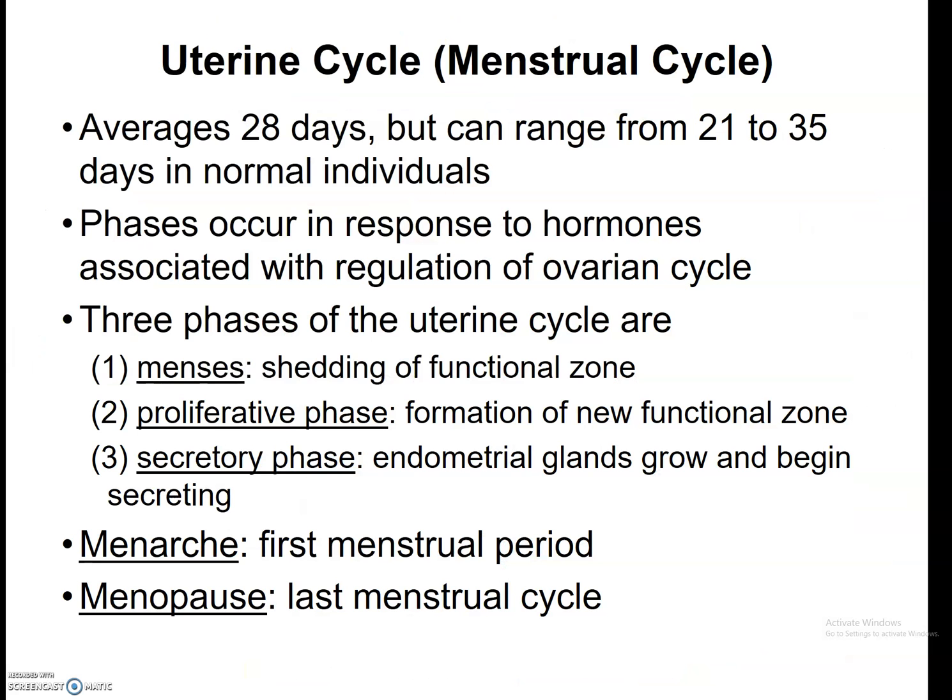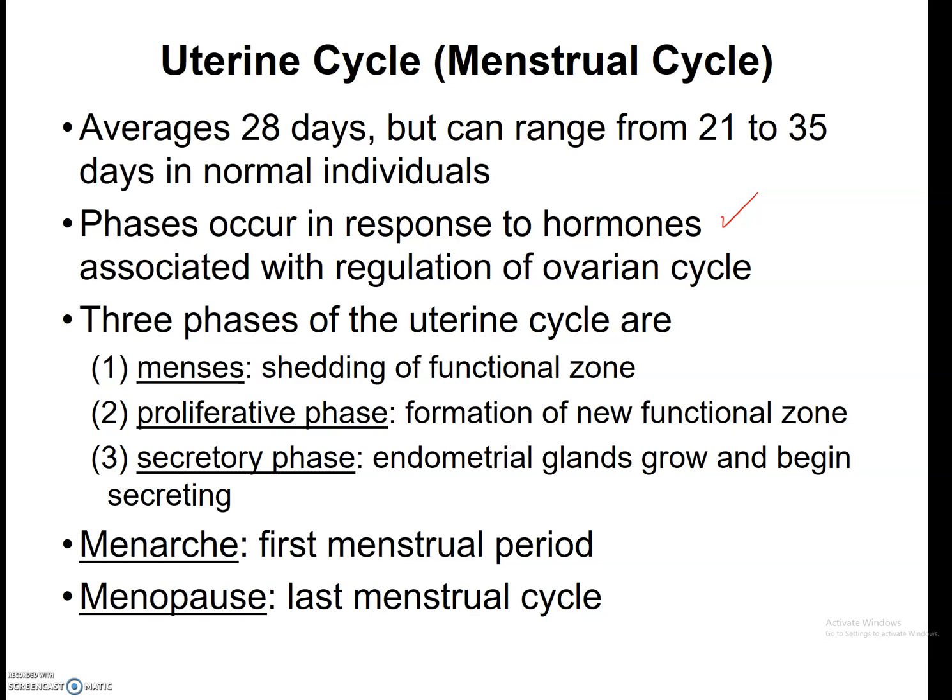So the uterine cycle itself averages about 28 days in females, in menstruating females. It can range from 21 all the way out to 35 days in normal individuals. The phases are going to occur based on hormonal cycling, so based on hormones associated with the ovarian cycle. So there are three phases of the uterine or the menstrual cycle. There's the menses, which is phase 1. So this is the initiation of shedding of that functional zone. So that's when blood first appears.